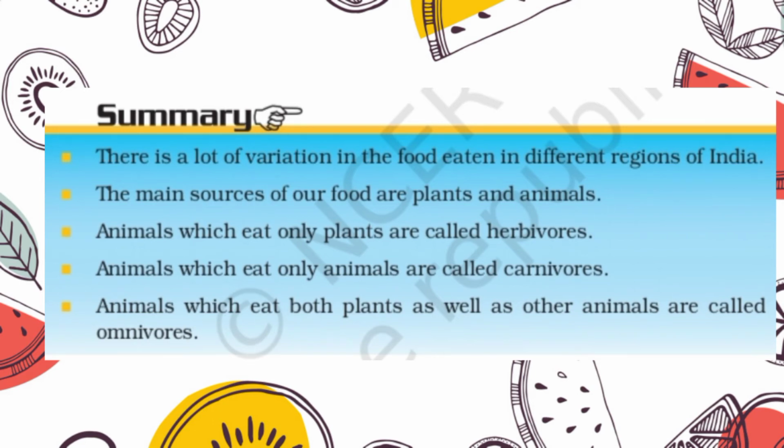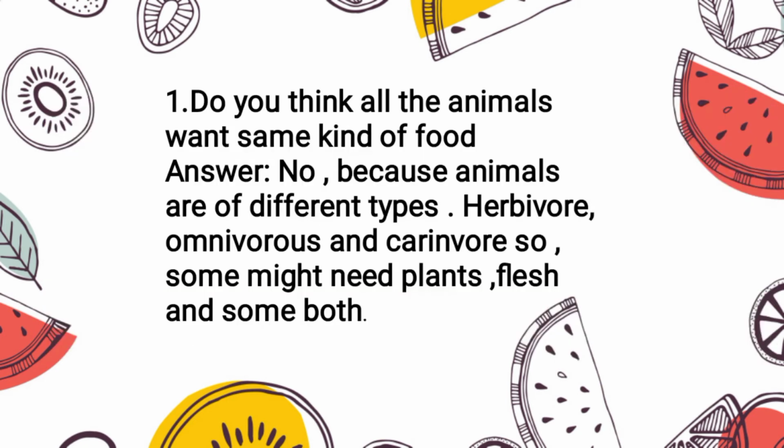There are variations in the food in all the regions of India, and the main sources of food are plants and animals. So herbivore, carnivore and omnivore are the three types of animals, depending on the variation of their food. So this was the summary. So let us come to the next, that is the exercise. Some question answers are given, so let us solve them.